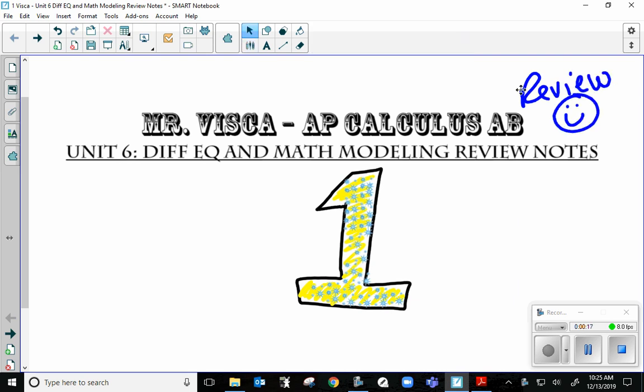Review course. Okay, we are going to review Unit 6, which is differential equations and math modeling. These are the notes that review that unit. These are not the notes for every single thing in the unit. If you are looking for Unit 6 Day 1 or Unit 6 Day 2 in my AP Calculus AB course, you will have to search for Unit 6 Day 1 and Unit 6 Day 2, etc. This is a review of the entire unit. This is part 1 of the videos. Let's get started, shall we?